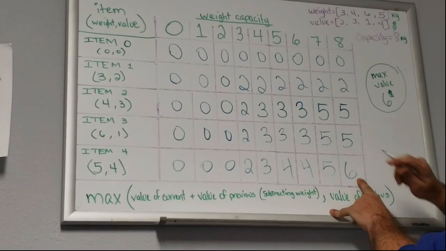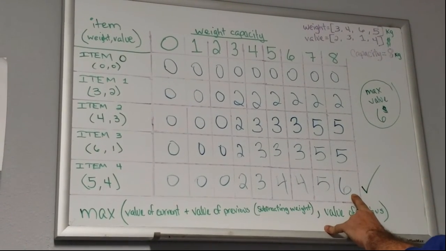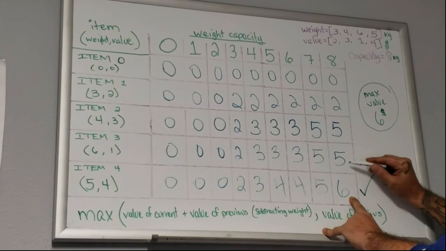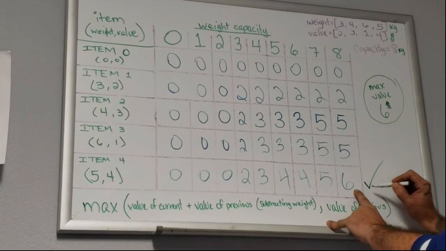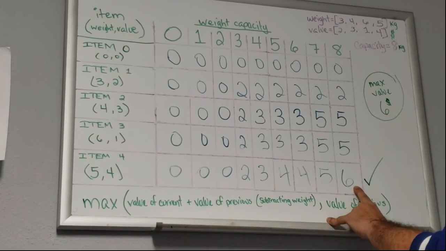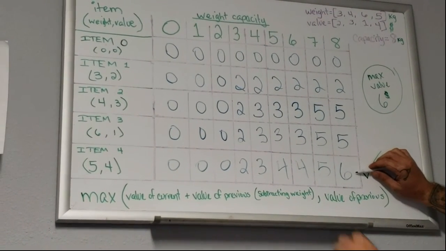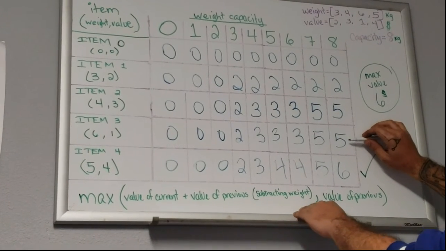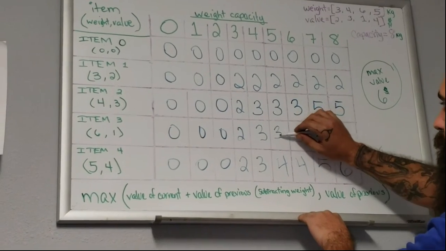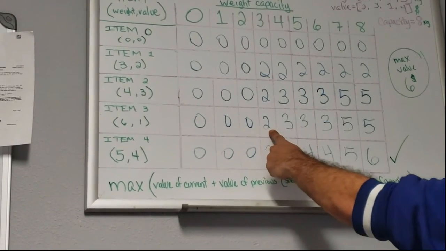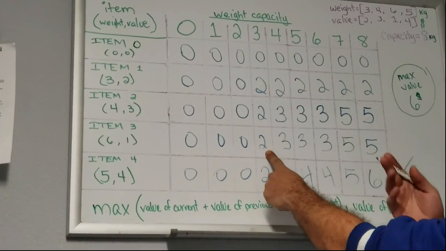So we're going to look above here. Now, if those two values don't match, then we know that we've chosen item 4, because the previous value didn't carry down. So here, in this subproblem, we've chosen item 4. So now to work backwards, we're going to go one row up, and we're going to subtract the weight of 5 again. So 1, 2, 3, 4, 5. And now we're going to check to see if those values are the same. 2 and 2, they're the same.